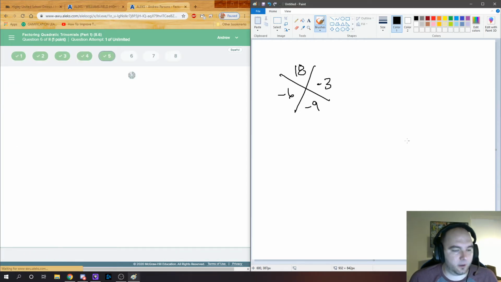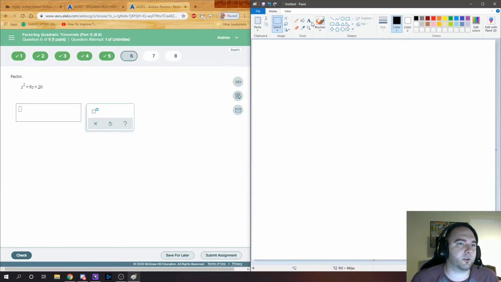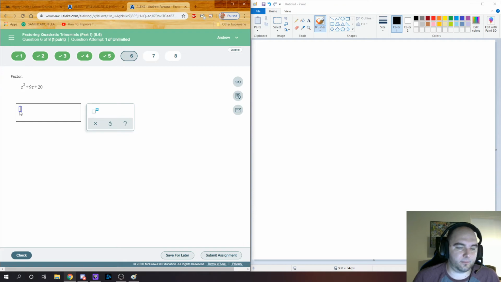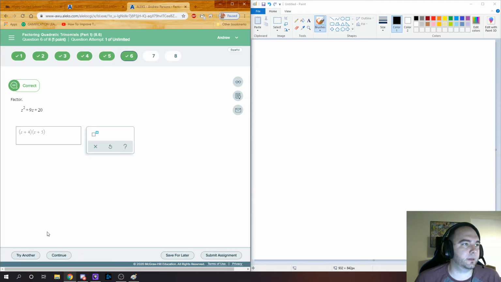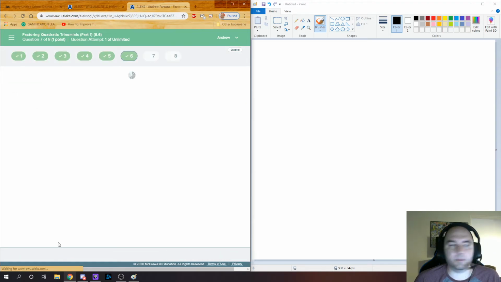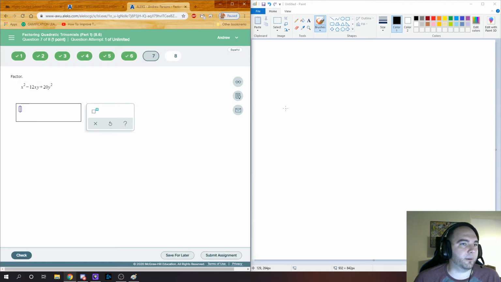Okay, we'll go even crazier on the last ones. I'll try to do it without even writing anything on my work here. What multiplies to make 20 but adds up to make 9? That would be 4 times 5. So z plus 4, z plus 5. Easy enough.